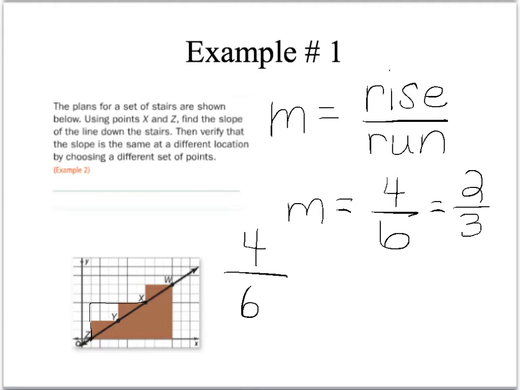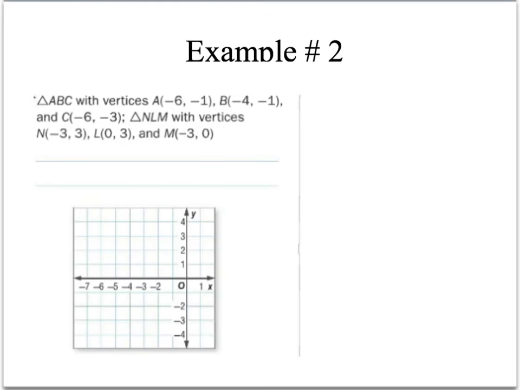Now, if I shrunk that distance down and I counted from Z to Y, if I change colors here, maybe see it a little bit better, counting up 2 and over 1, 2, 3. Well, counting up 2 and over 3 is the same as it was at a different set of points. So I have specifically answered by verifying a different location with a different set of points.